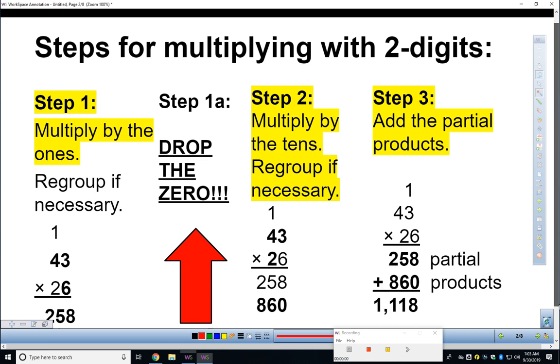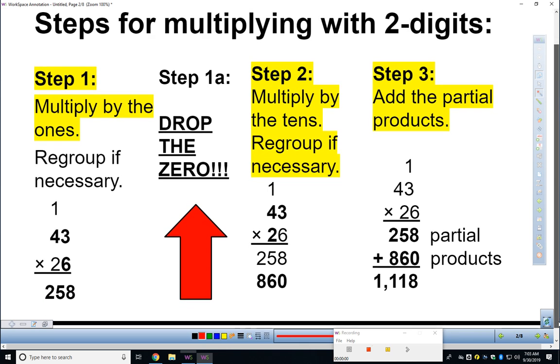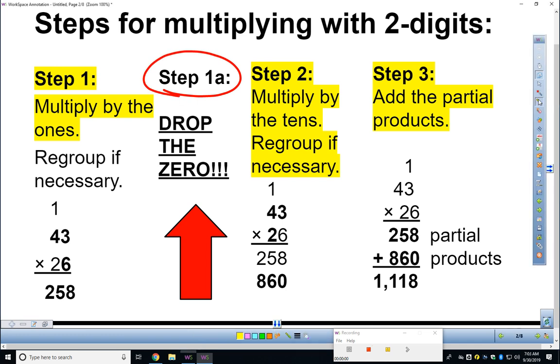So in your notes, let's start with highlighting these 3 steps that are written there. And then I actually want you to add this step into your notes. This right here is the key piece. This is why students miss problems, because they're not doing that step. So we're physically going to write that into your notes. If you need to, pause the screen and write that in: after step number 1, we are going to drop the 0.